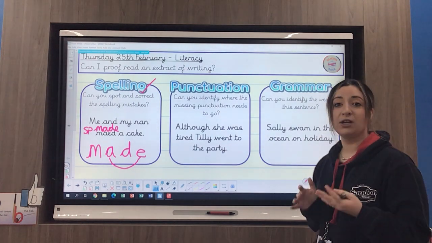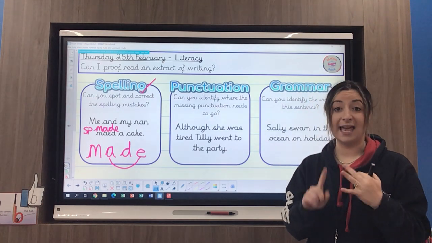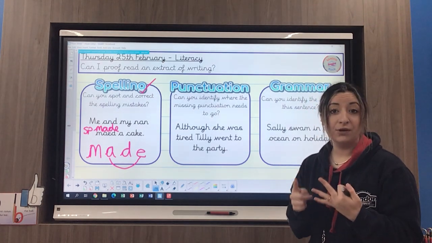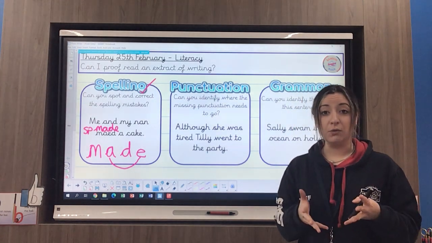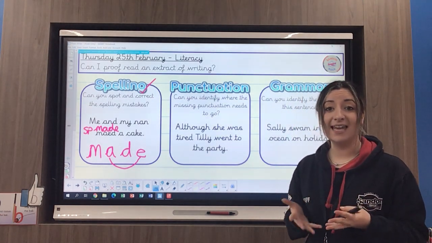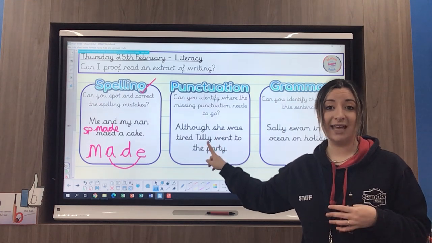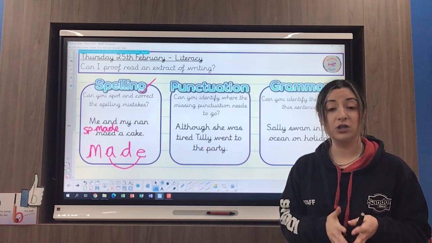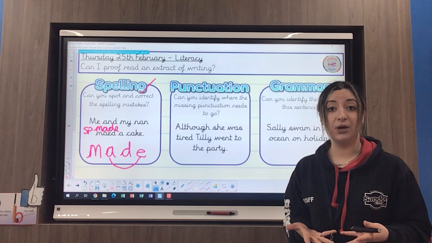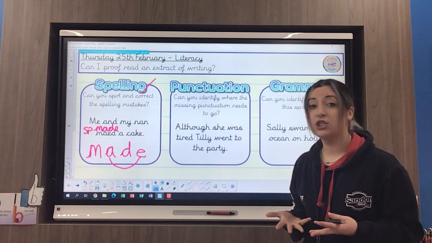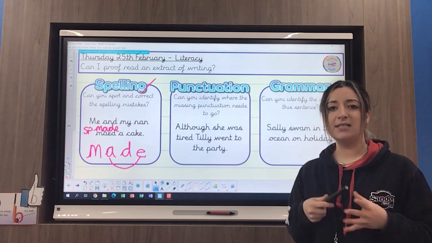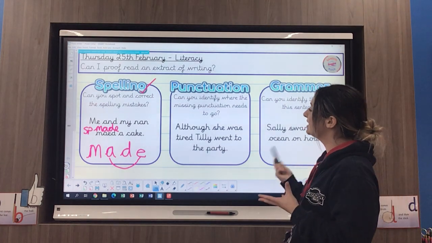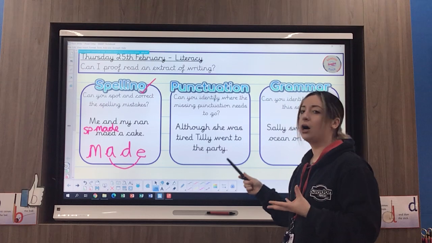Now, the first things that I'm going to check is, have I got a capital letter and a full stop? And I have. So I've got a capital letter here and I've got a full stop. I've also noticed that there is a person who is named in this sentence called Tilly. So I want to make sure I've got a capital letter because it's the name of a person. It's a proper noun. So let's check. Yes, so I've got that as well. So it's something else, my missing punctuation. So although she was tired, Tilly went to the party.